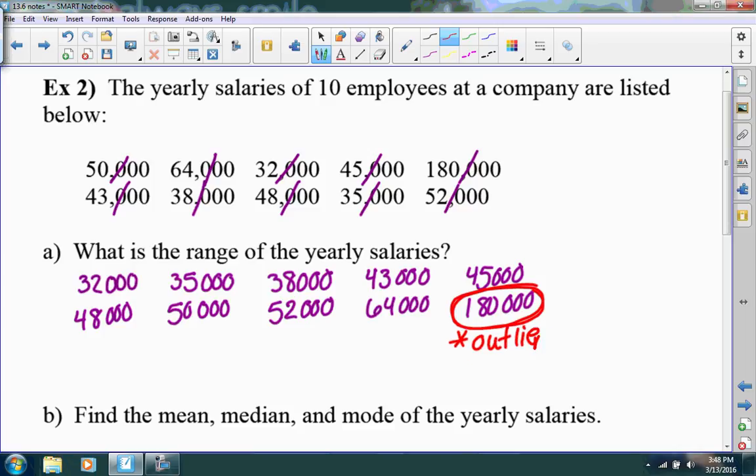And the outliers have an effect on our central tendency measurements because they can make them too big or make them too small, depending on if you have a big outlier or a small outlier. So we'll pay attention to our mean, median, mode, and range as we go through the rest of these examples here.